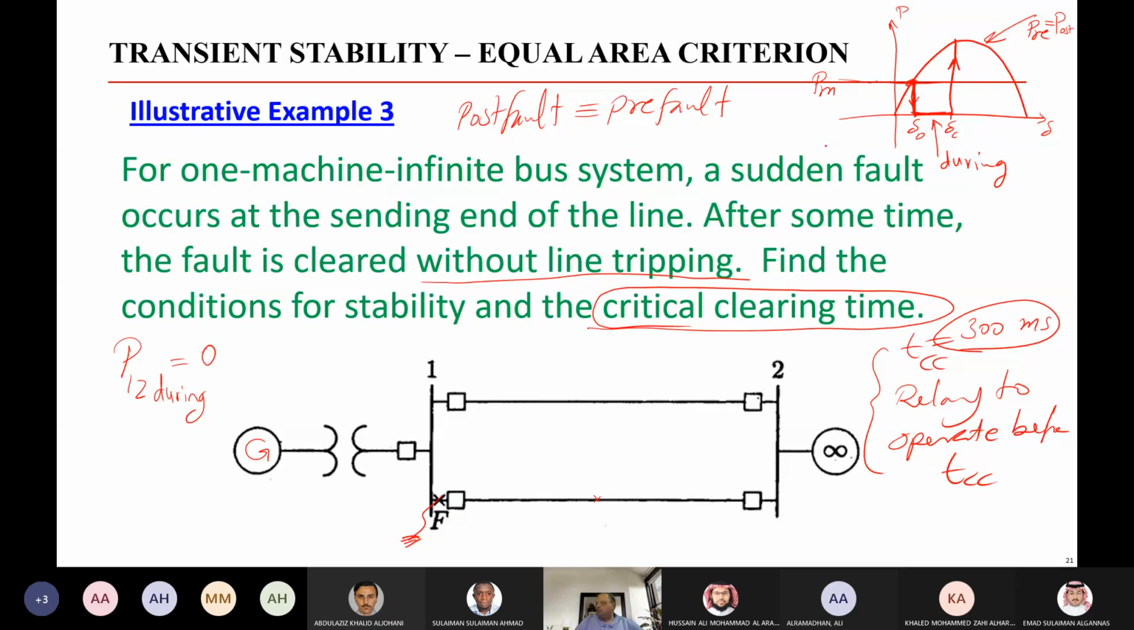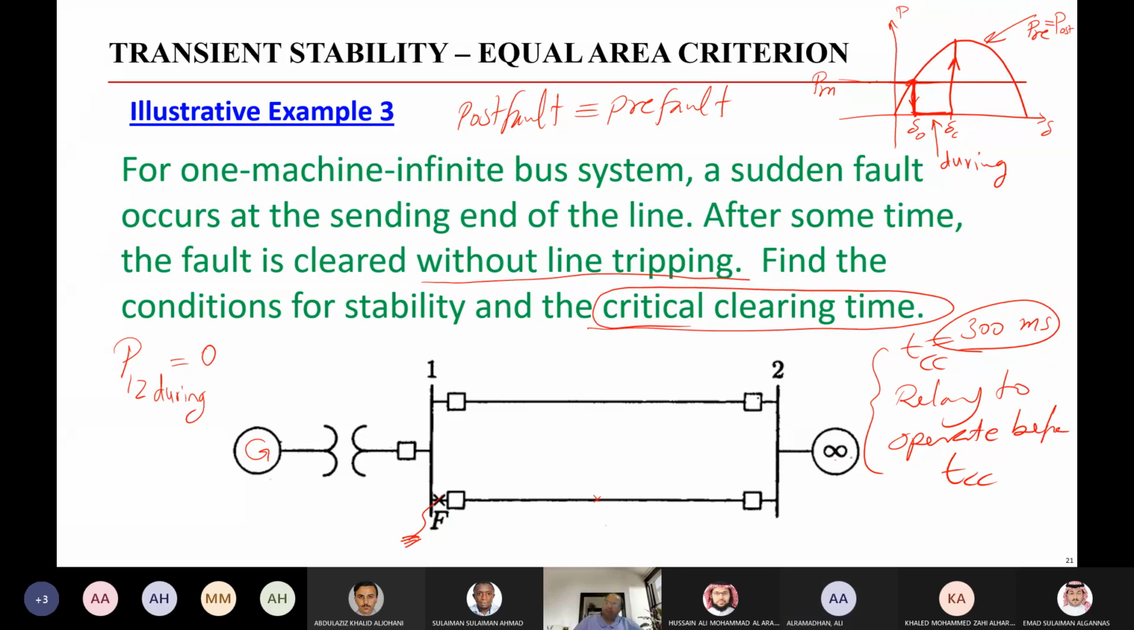Let me ask you, Ramadan, since you are with us now, what is the final destination? After this transient and so on, assume that the system will be stable. Where is the final destination? I think it will go back to the original point or nearby the original point. You are right.